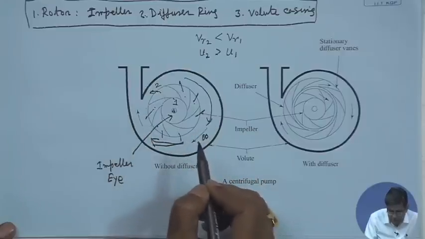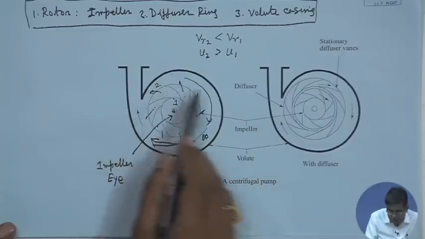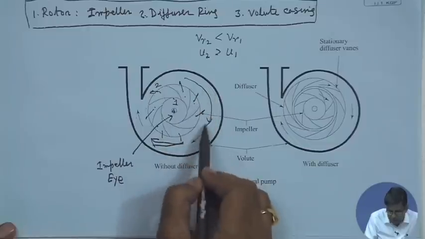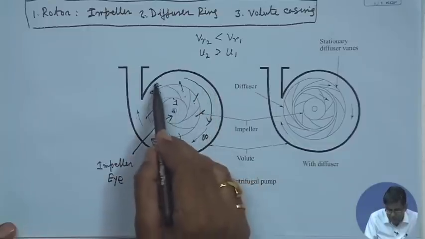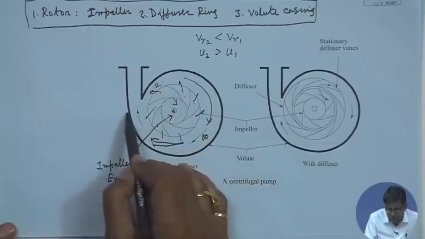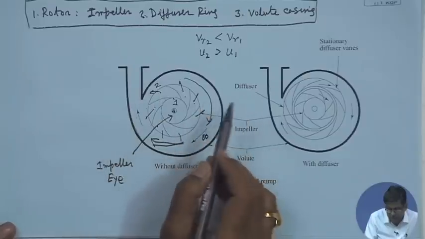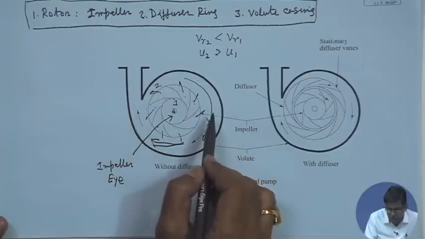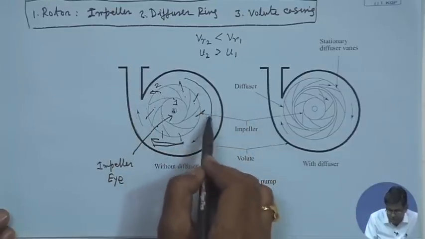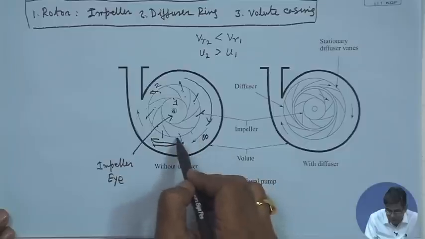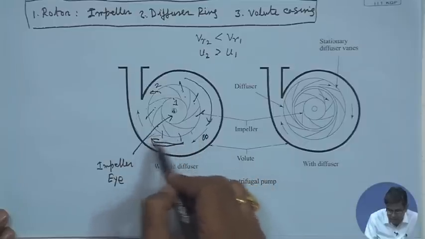That means when it flows through the volute casing, it gets a diverging area. This is also a spiral casing like the turbine, just the reverse. In the turbine, in the direction of the flow, the area gets converged; here the area gets diverged. That means the cross sectional area increases in the direction of flow.